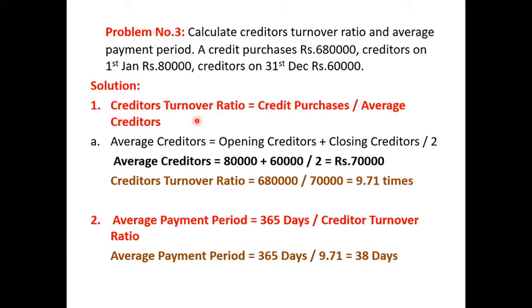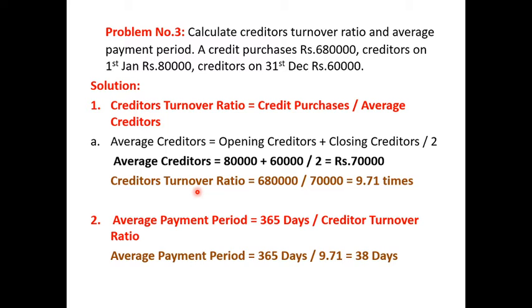Creditor turnover ratio: the formula is credit purchases divided by average creditors. Credit purchases is given in the problem. Then we need to calculate average creditors, which is equal to opening creditors plus closing creditors divided by 2. Opening creditors is 80,000, closing creditors is 60,000, divided by 2. Average creditors is 70,000. Then creditor turnover ratio is equal to 6,80,000 divided by 70,000, that is 9.71 times.